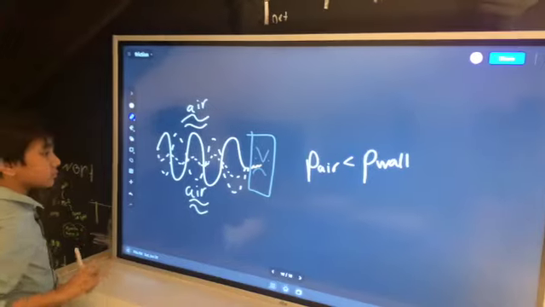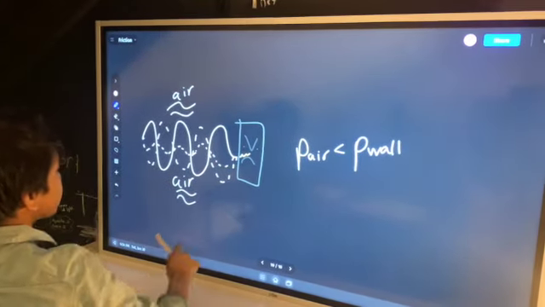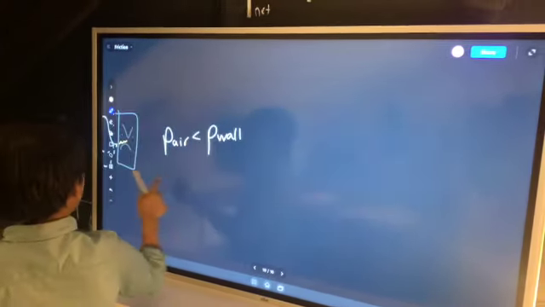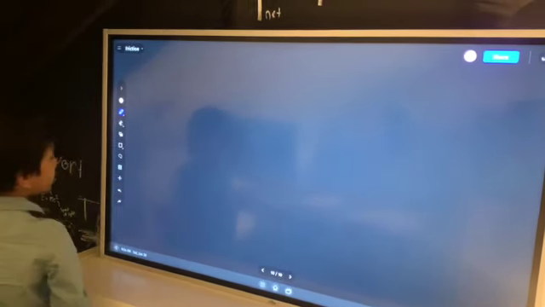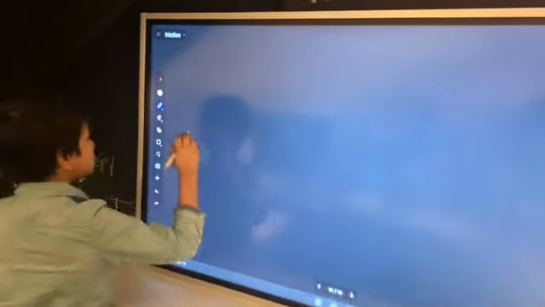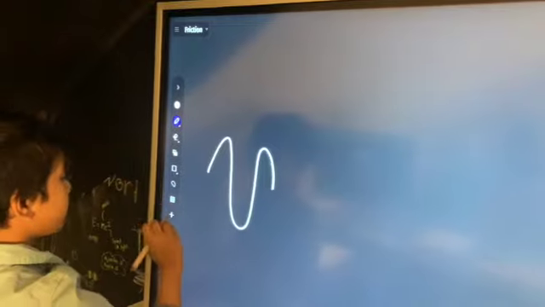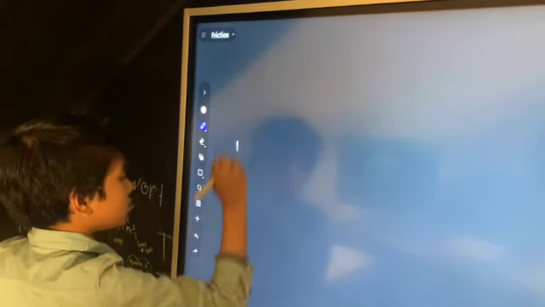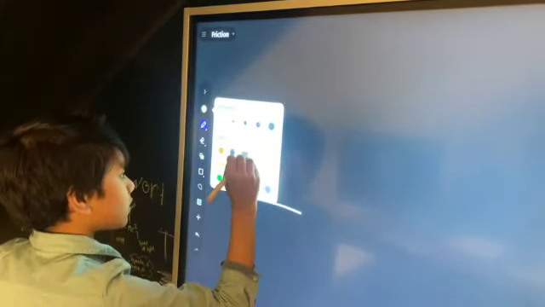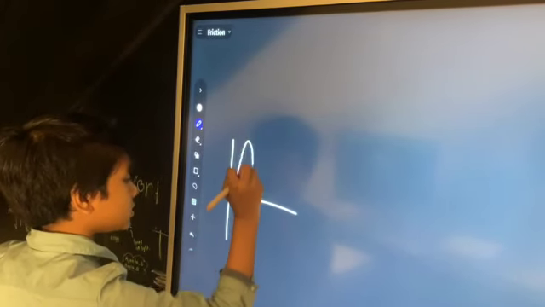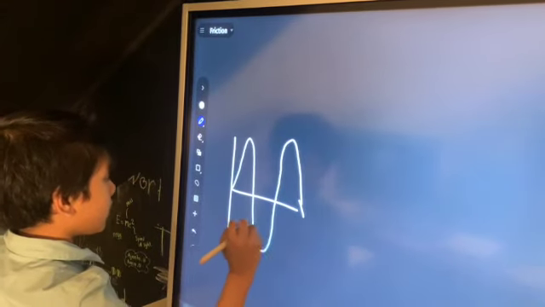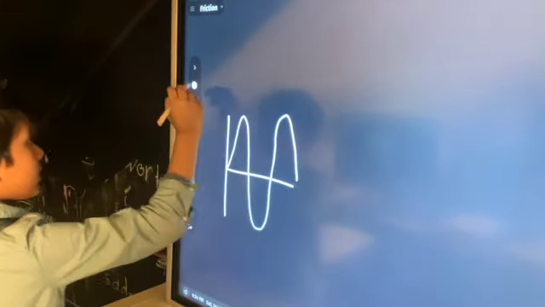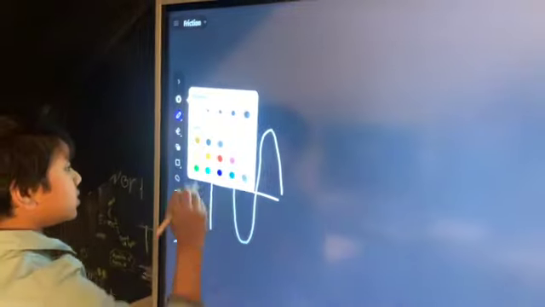So now, basically, that's how a wave reflects. Now let's move on to being in phase and out of phase. So let's say that you have this kind of wave. I'm going to put it like this. And now let's see what's in and out of phase.